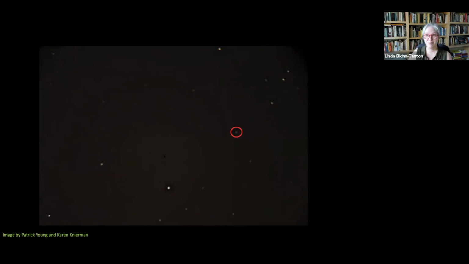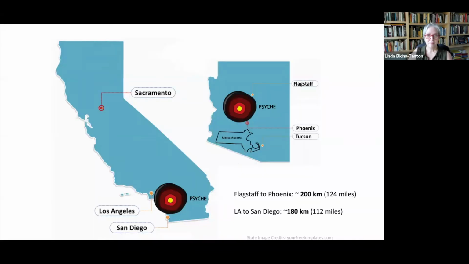So this is going to be a big adventure. We're going to go see something that no human has ever seen before. And as asteroids go, Psyche is big. It's about the size of the state of Massachusetts. Its diameter is around 225 kilometers. So there it is relative to Los Angeles and San Diego, or Flagstaff and Phoenix, or the state of Massachusetts.